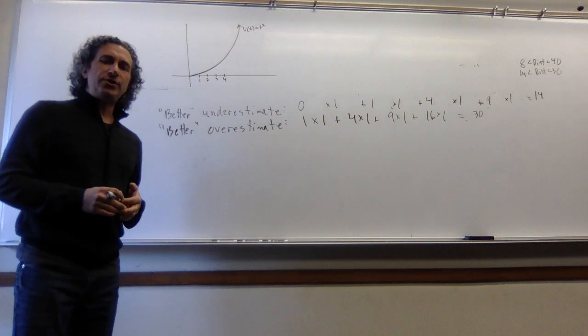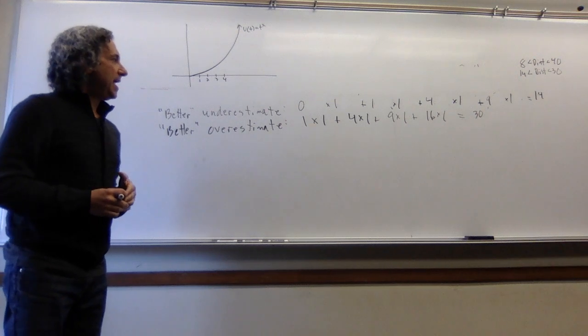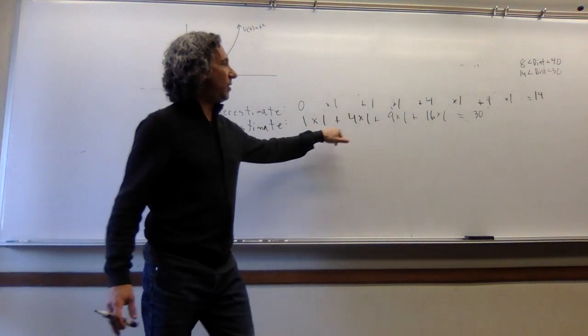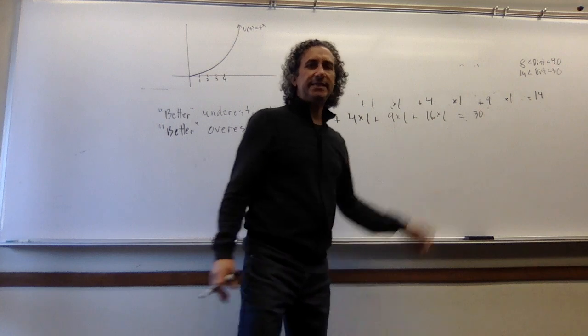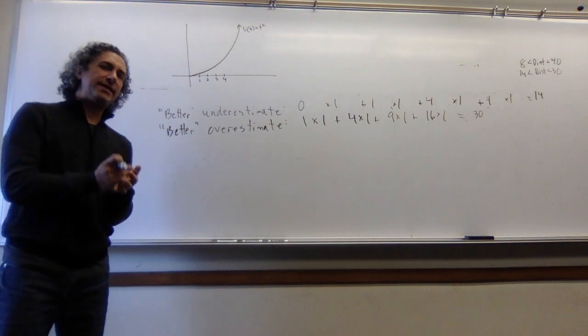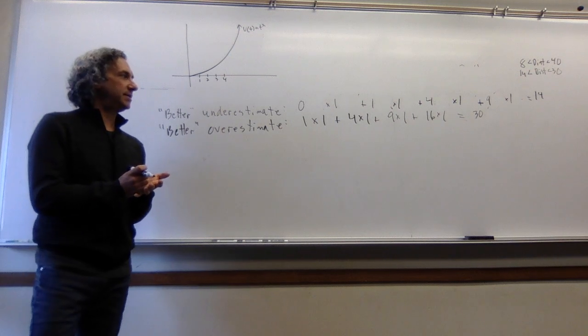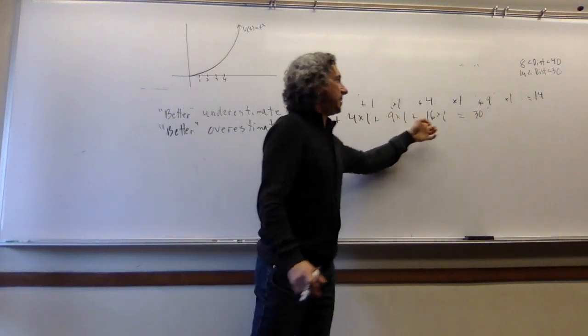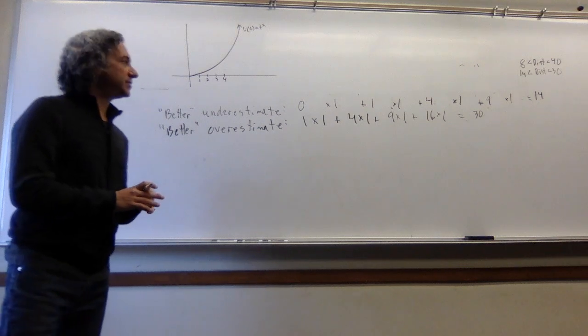So I invite you to pause the video and look at these numbers, 1 times 1, 4 times 1, 9 times 1, 16 times 1, and think about this graph and think about a particular geometric object by which these guys are a type of measurement of. So pause the video for a second.